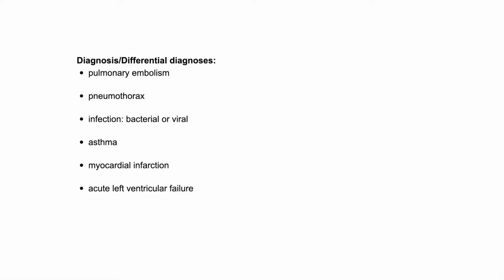Now, moving on to the diagnosis and differential diagnosis, here's a list of causes of shortness of breath given by AMC. This includes pulmonary embolism, pneumothorax, infections like bacterial or viral, asthma, myocardial infarction, and acute left ventricular failure. There are many other causes of shortness of breath. But because there is a time limit in AMC, what we recommend is that you rule out and mention the potentially life-threatening conditions, like in this case pulmonary embolism, pneumothorax, and MI, in the differential diagnosis. Then you can move on to other more common conditions like infections, asthma, and left ventricular failure.